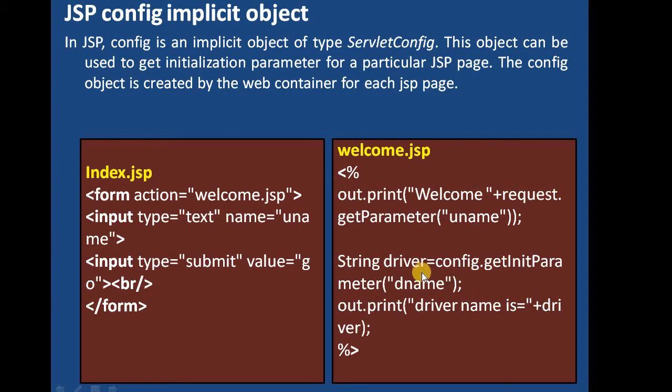Now let's go and see what is inside the web.xml that we are trying to get here using the config object.